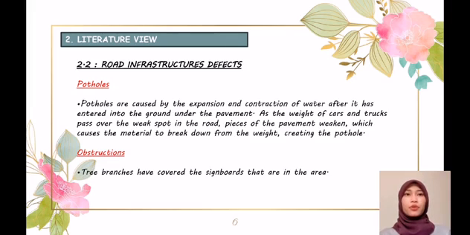Road infrastructure defects. Potholes. Potholes are caused by the expansion and contraction of water after it has entered into the ground under the pavement. As the weight of cars and trucks pass over the weak spot in the road, piece of the pavement weaken, which causes the material to break down from the weight, creating the pothole. Obstructions. Tree branches have covered the signboards that are in the area.